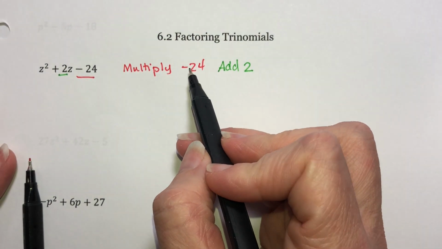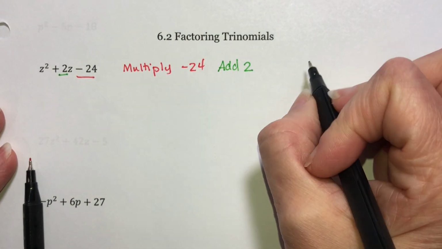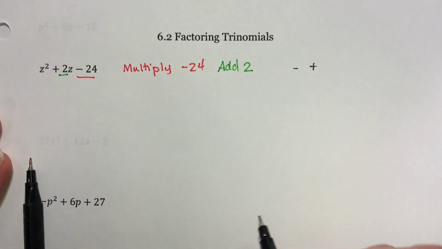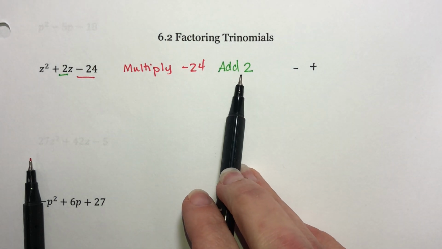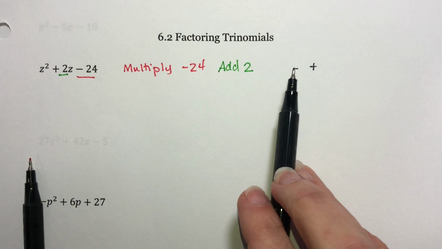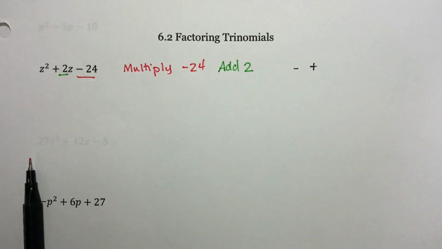If we're multiplying and we get a negative number, that means we have 1 negative and 1 positive. It's the only way that can happen if we're multiplying 2 numbers together and get a negative answer. One's positive, one's negative. And if they're supposed to add to a positive number, then the positive should be bigger than the negative, so that when we add them together, we get a positive number. Okay, so that's just sort of things to keep in mind.